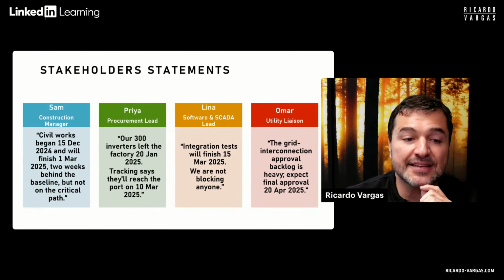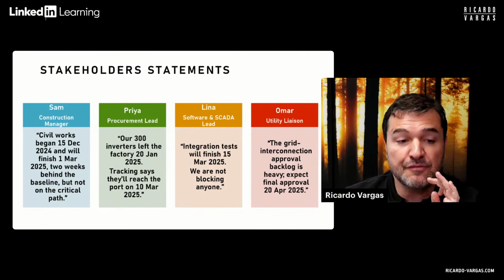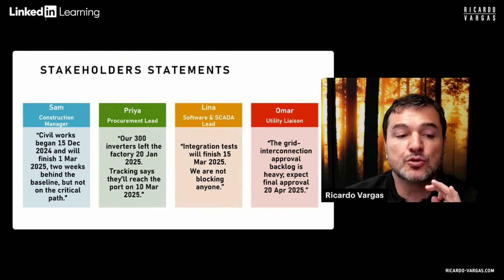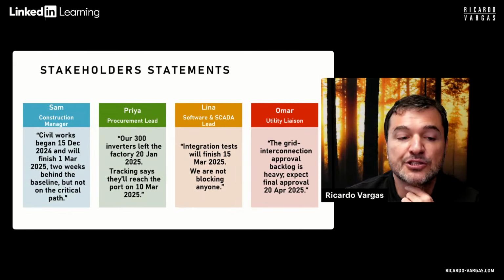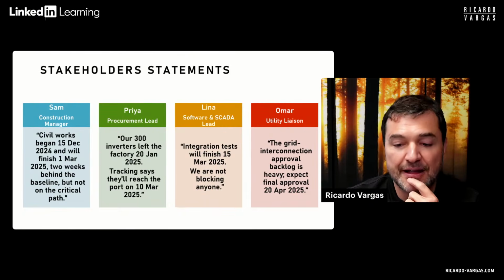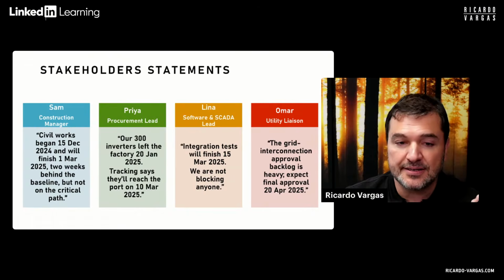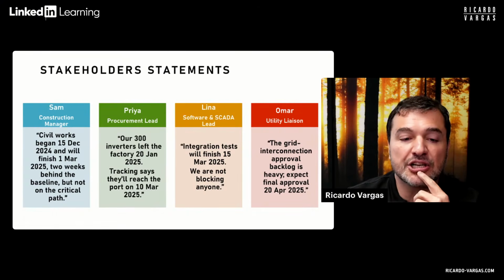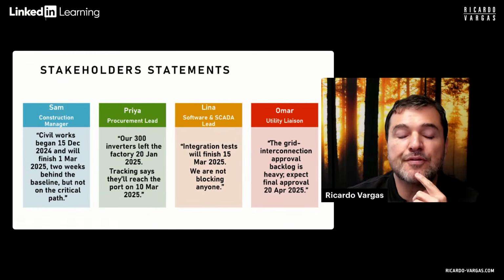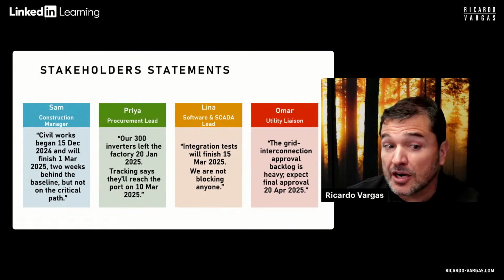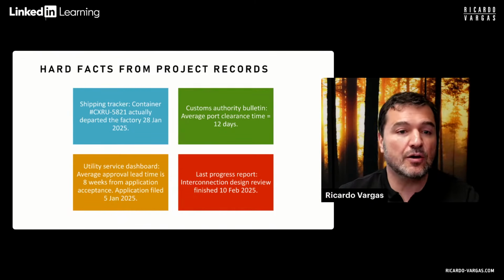Then Priya came and said, our 300 inverters left the factory on 20 January 2025. Tracking says they will reach the port on 10th of March 2025. Lina, the software lead, said integration tests will finish on 15th of March. We are not blocking anyone. Then Omar said the grid connection approval backlog is heavy. Expect final approval on 20th of April. So you heard this, and you don't know if anyone is lying or not.